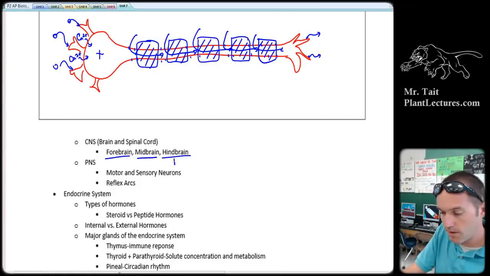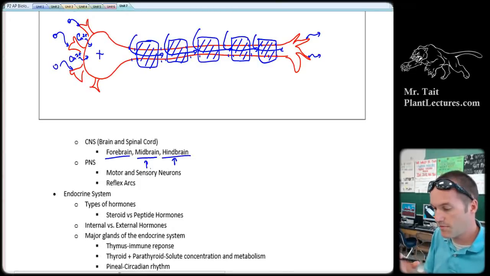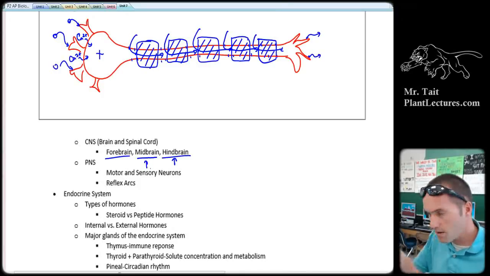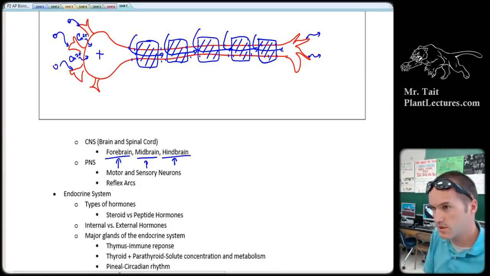Those are all going to be handled in the hindbrain, and then the midbrain is going to handle all your mid-level stuff, like the regulation of food intake and things like that, movement towards or away from a light source. And then the forebrain is going to be all of the voluntary stuff, like can I think about doing something and do it? Can I will myself to do something?